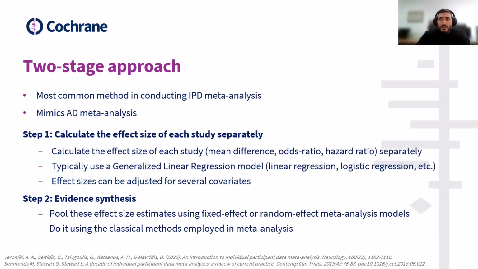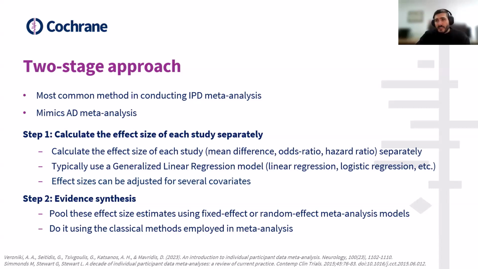Let's focus in more detail on the two-stage approach, which is the method commonly used in practice for conducting an IPD meta-analysis. This approach closely mimics a conventional aggregate data meta-analysis, and it can be described in two main steps. In the first step, we calculate the effect size for each study separately.